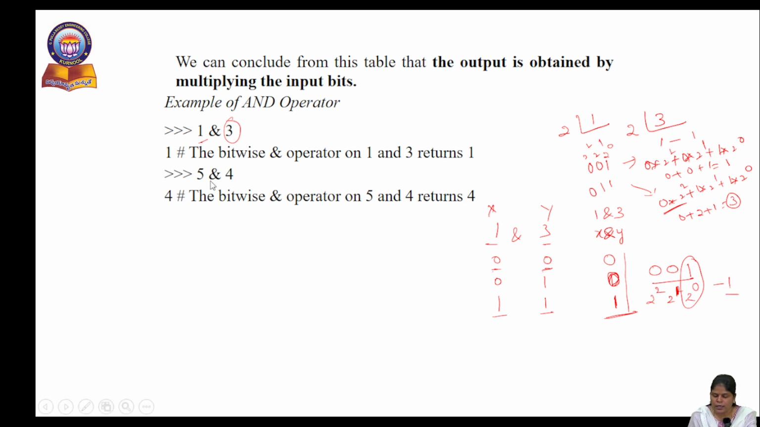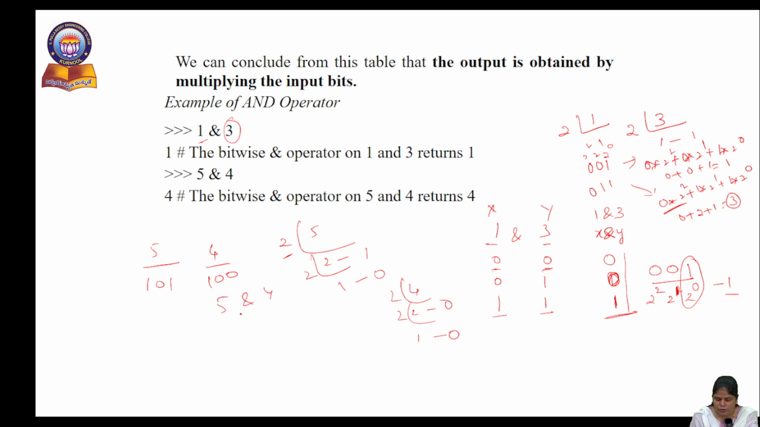If I consider 5 and 4, what is the binary format of 5? As I am considering binary, I am dividing it by 2. So 2 2s are 4, 1. 2 1s are 2, so 1. So the value of 5 is 1 0 1, and for 4, 2 2s are 4, 2 1s are 2. So what I got is 1 0 0, right? So 5 is 1 0 1, 4 is 1 0 0.